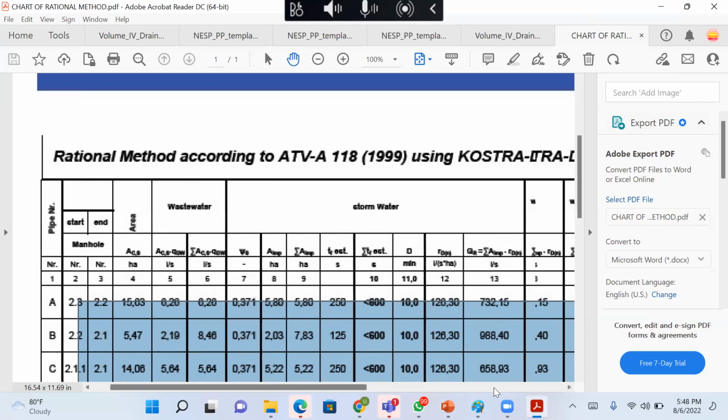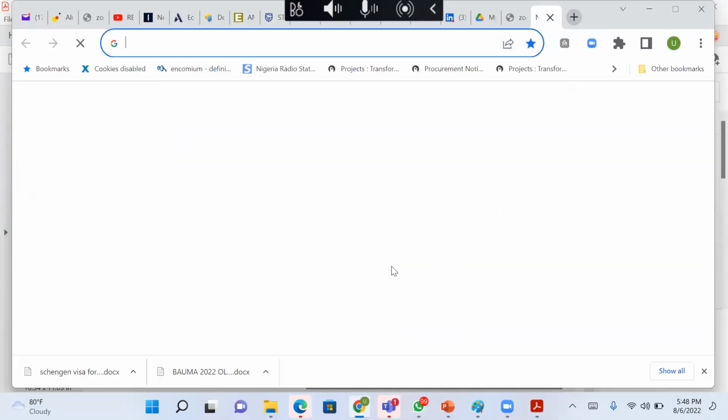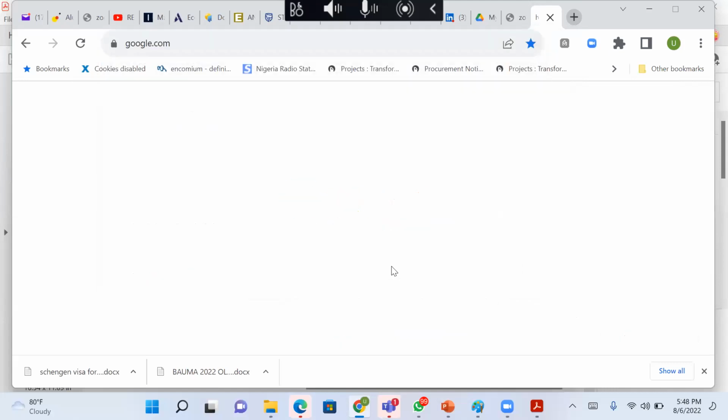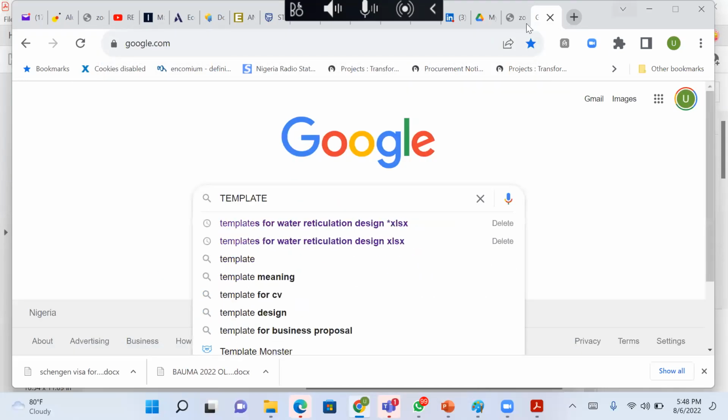So I want you to go online and search for templates. There are many of them. That's why I want you to do that. It's also a way of encouraging you to learn to search for templates that you need online. So if I say templates, okay, let me end the recording.